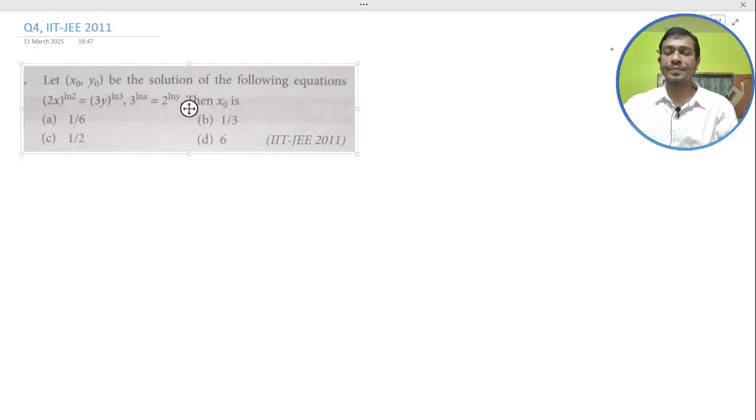Question number 4, coming in IIT JEE 2011. Let x0, y0 be the solution of the following equation: 2x to the power ln 2 equal to 3y to the power ln 3, and 3 to the power ln x equal to 2 to the power ln y. Then x0 is what?